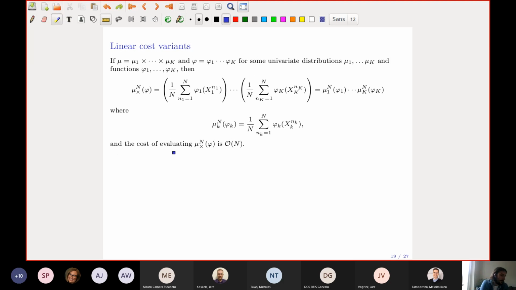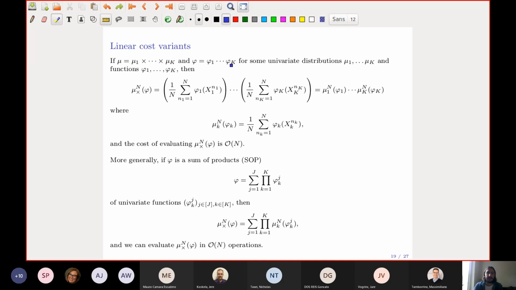Okay, so on the linear cost case, right? The case where you can evaluate the product form distribution in a linear amount of operations with n. Our starting situation was like this: we had mu being the product of k univariate distributions, and phi being the product of k univariate functions. And in order to evaluate the product form estimator, you just had to evaluate each of the component-wise sample averages and then take the product. And then this whole thing turned out to be order n. And of course, in this case, you want to be doing this instead of the other one.